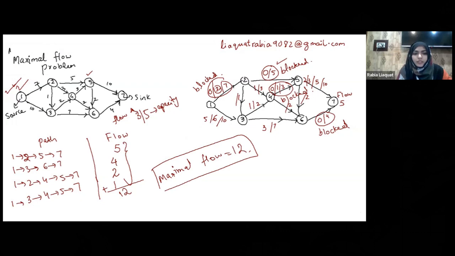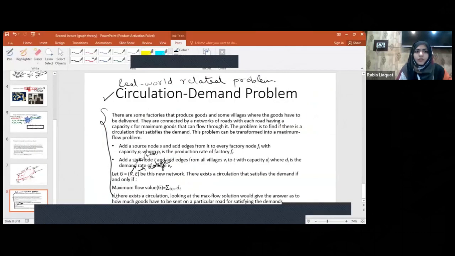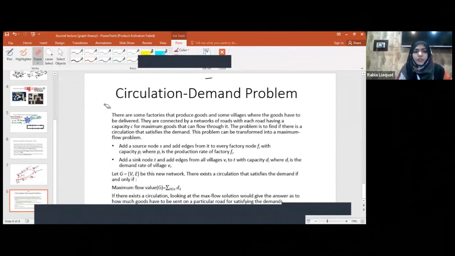Which is an application of, let me share it with you. Now read this carefully. We solved this related problem. There are some factories that produce goods and some villages where the goods have to be delivered. They are connected by a network of roads, with each road having a capacity C, where C is capacity. We discussed this, like this one.